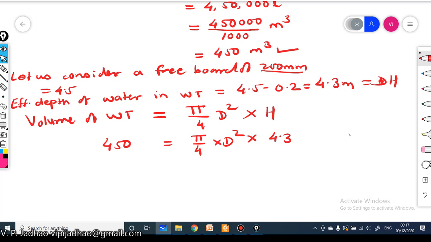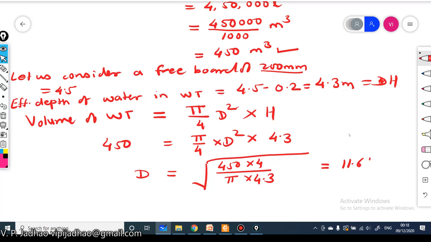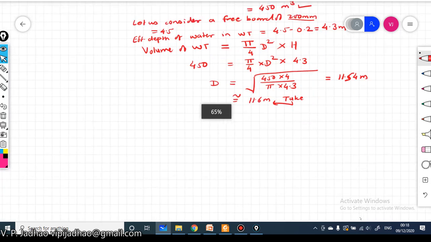We have H equal to 4.3 meter. We can consider d will be equal to the square root of 450 multiplied by 4 divided by pi into 4.3. So we get the diameter equal to 11.54 meter. Let us consider it nearly equal to 11.6 meter. So the diameter of our water tank is 11.6 meters now.